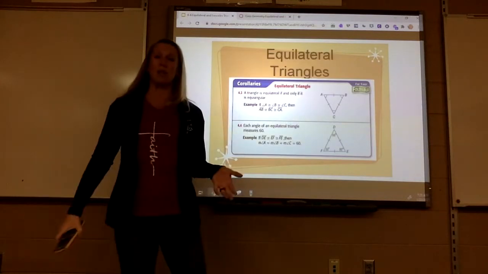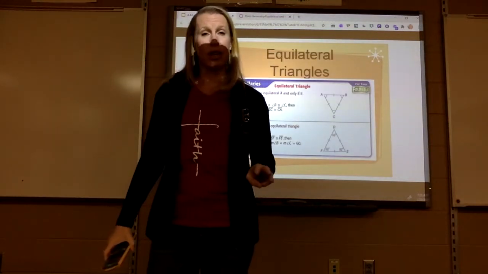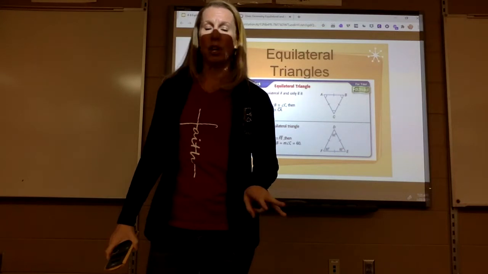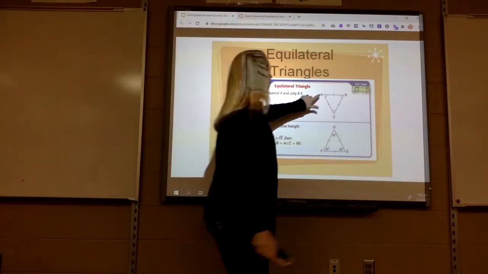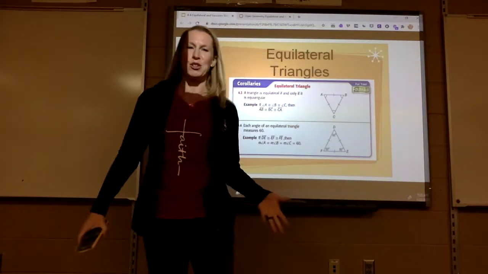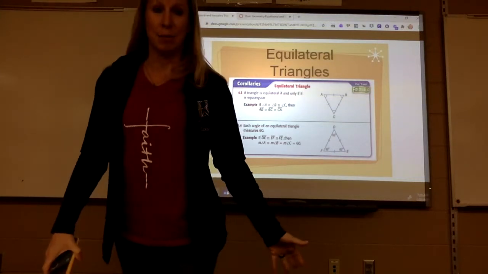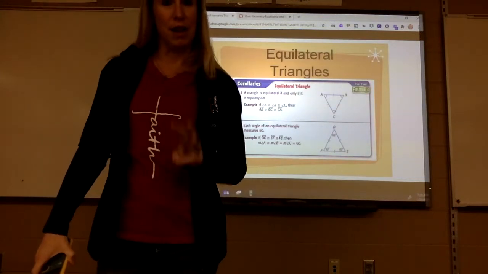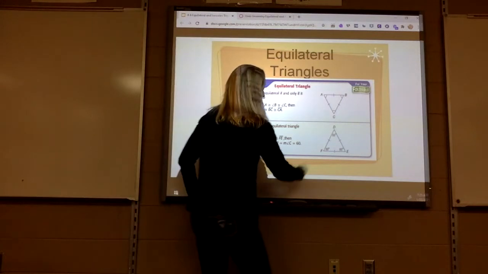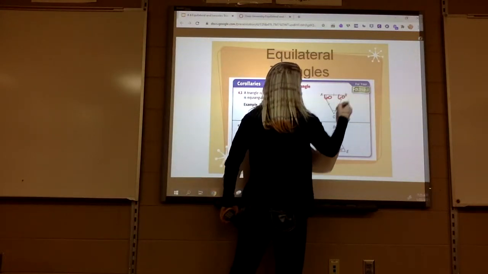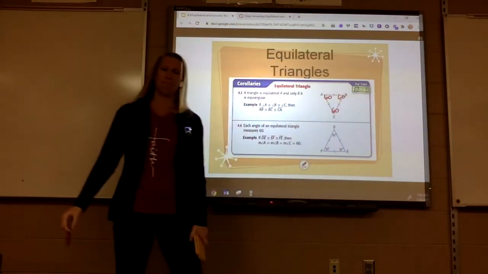Okay, and then on an equilateral triangle, if all three sides are equal, that means all three angles are equal. And so, do you know what all the angles in a triangle add up to? They add up to 180. So if you do 180 divided by 3, all three angles would have to be 60. Okay.